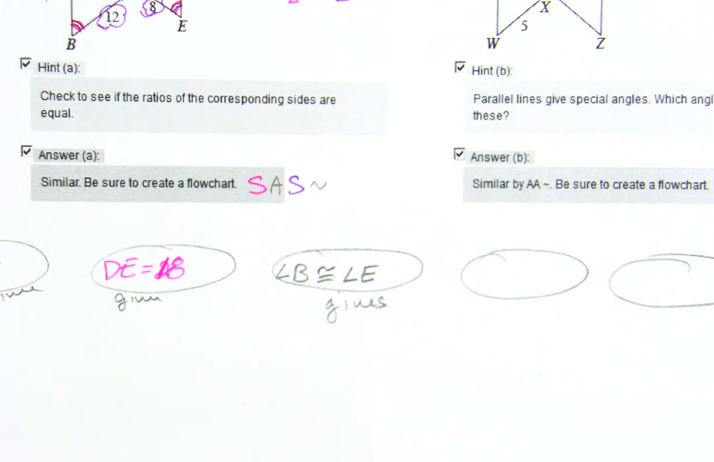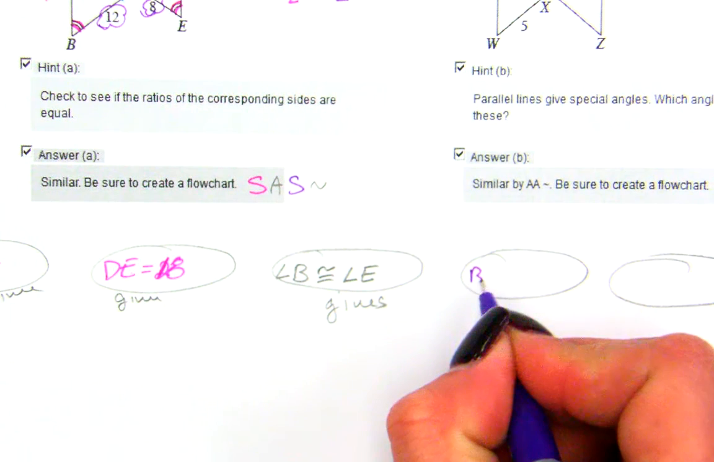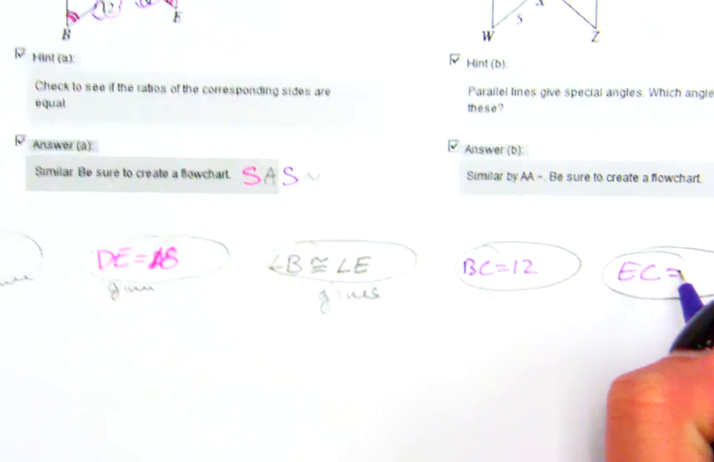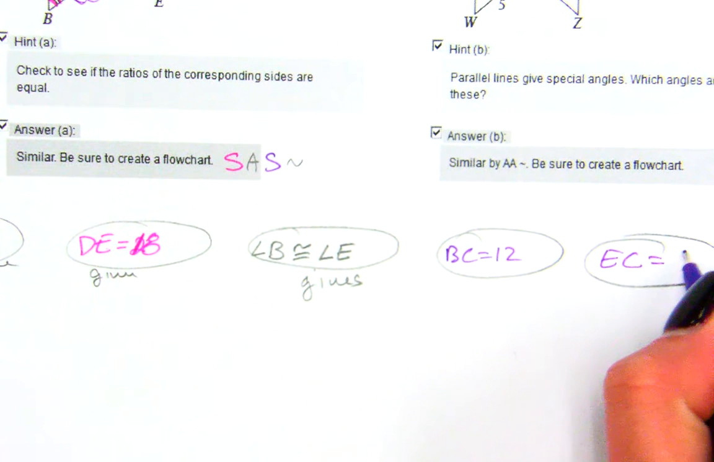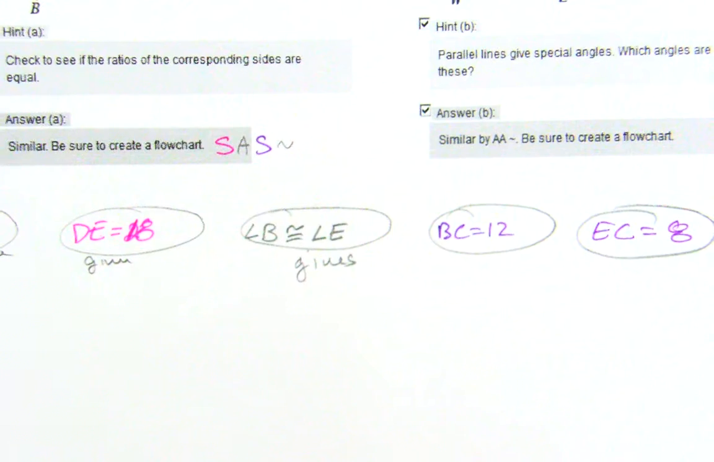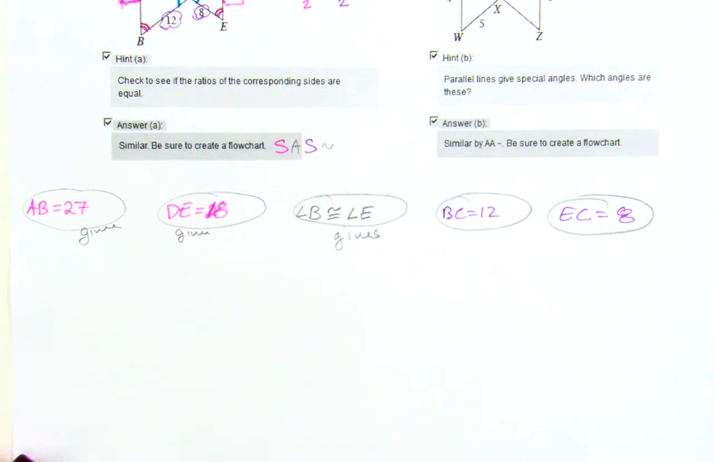We know that, let's see, what did I do? BC. Okay, so we know that BC is equal to 12, and we know that EC, please pay attention to the way that I wrote the letters, is equal to 8. All right, so BC is 12, EC is 8. So there's the three that we're going to start with. Those are the givens.